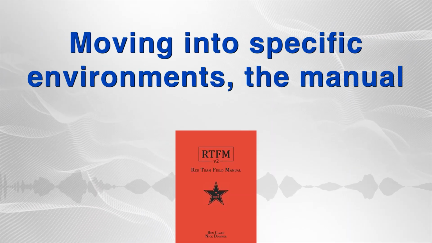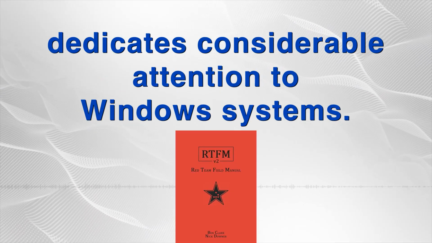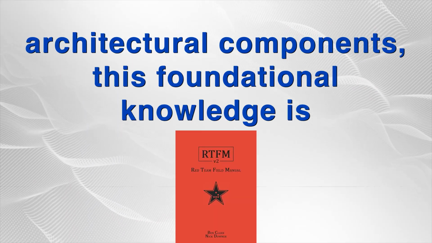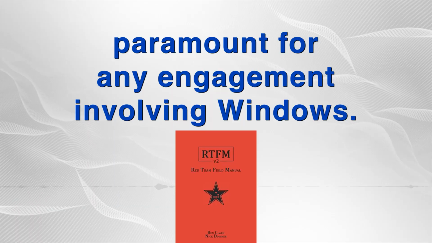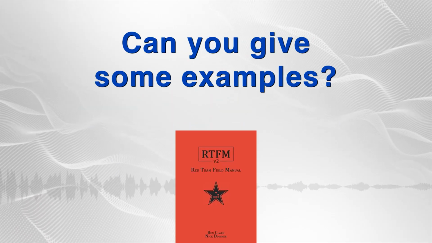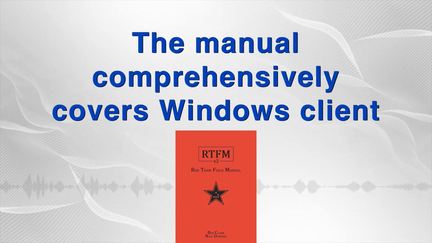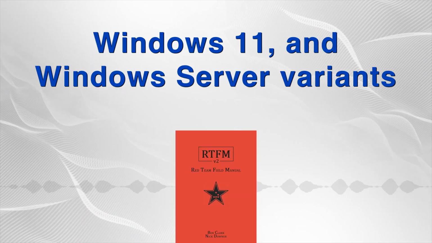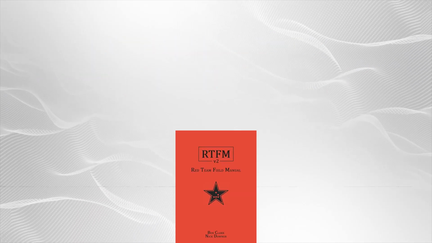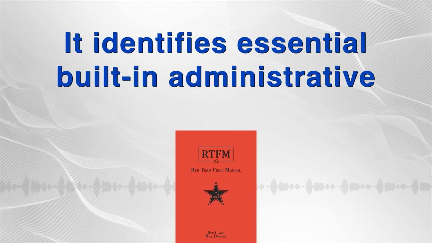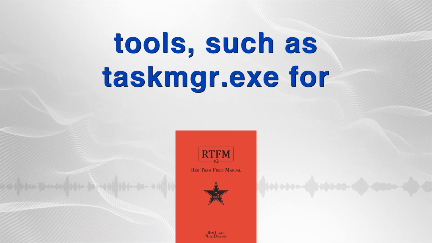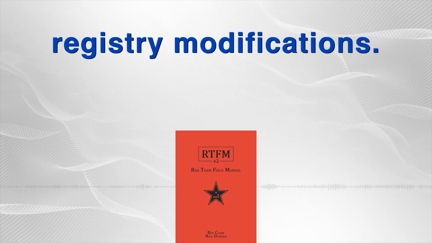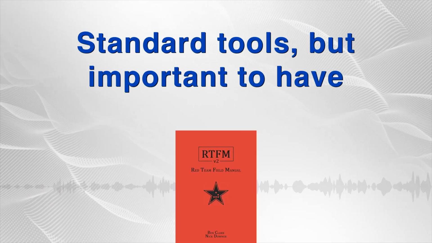Moving into specific environments, the manual dedicates considerable attention to Windows systems. Detailing various versions and their key architectural components, this foundational knowledge is paramount for any engagement involving Windows. Can you give some examples? The manual comprehensively covers Windows client and server versions, including Windows 10, Windows 11, and Windows Server variants alongside their release dates. Okay. It identifies essential built-in administrative tools such as taskmgr.exe for process management and regedit.exe for registry modifications. Standard tools, but important to have listed.